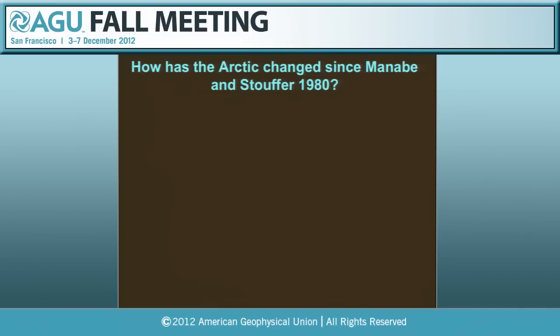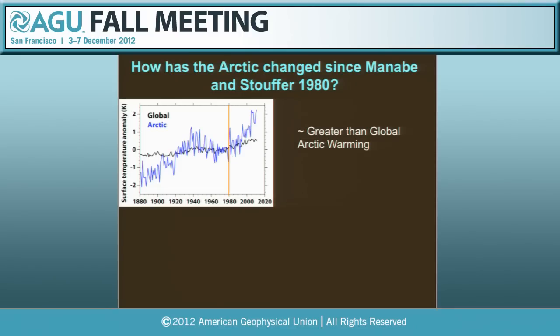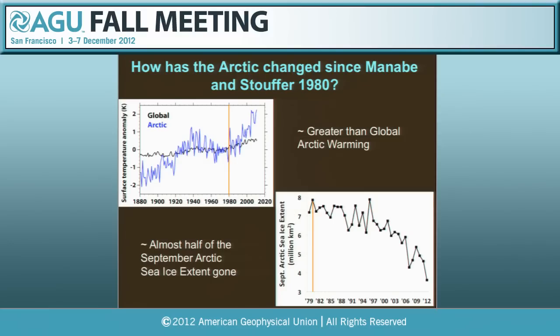So what's happened since 1980 in the Arctic? Well, I would argue a lot. First of all, what have we observed in the Arctic? This is not new news to people in this room, but it's kind of remarkable if you think about it from the perspective of Manabe and Stouffer in 1980. We've had greater than global Arctic warming. 1980 is that orange line right there. And we've lost about half of the September sea ice extent.